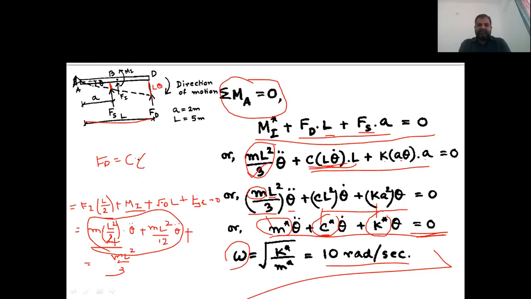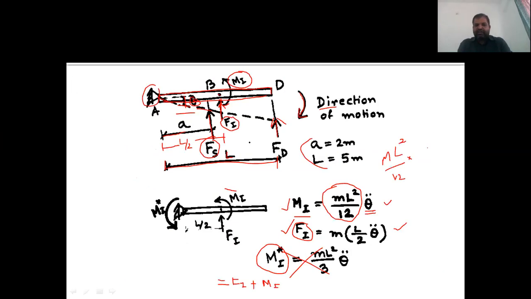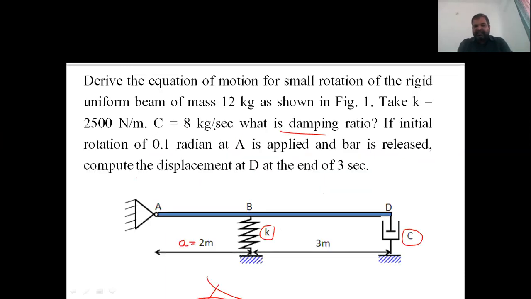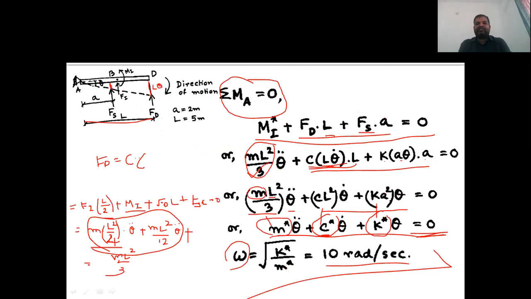So that is 1. Now I'm going to find out another answer, that is, if the initial rotation of 0.1 radian is applied at point A and the bar is released, compute the displacement at time T. So I am going to apply the initial rotation here, which is 0.1 radian, and I need to compute the displacement of this bar after it has started vibrating, after 3 seconds, right? So first, let us find out the displacement of this.